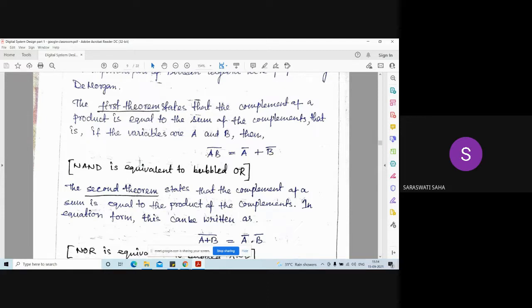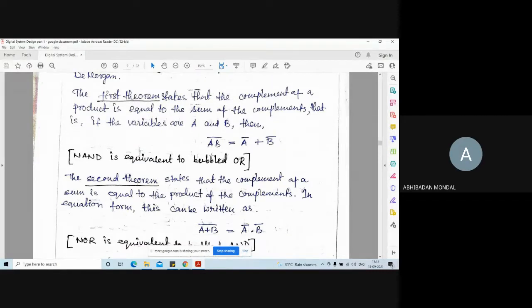Right? Left hand side. So, how can you memorize it? NAND is equivalent to bubbled OR. Bubbled means complement. So, if (AB) complement is there, the first theorem states that it will be equivalent to bubbled OR. Bubbled OR means if there are two variables, we will get the OR of the complement of each variable. AB, there are two variables, so it will be the OR of A complement and B complement. So the first theorem states that the complement of a product, here AB is a product term, that is an AND term.